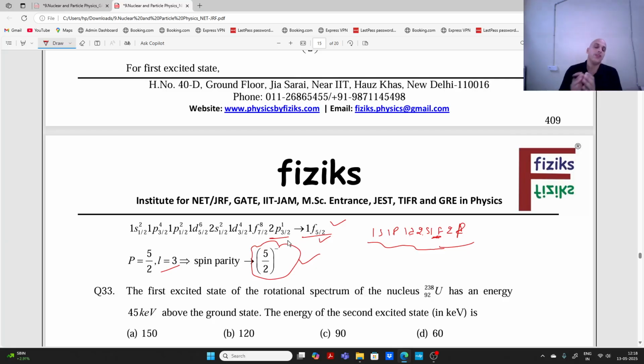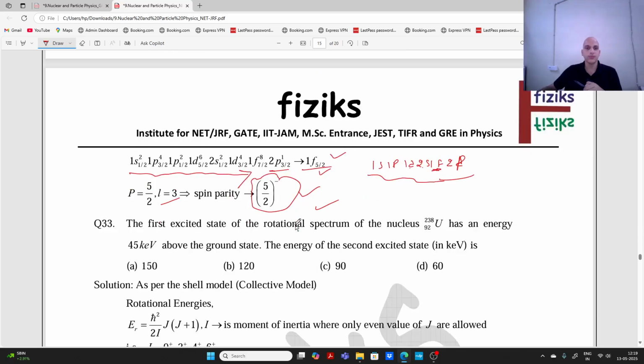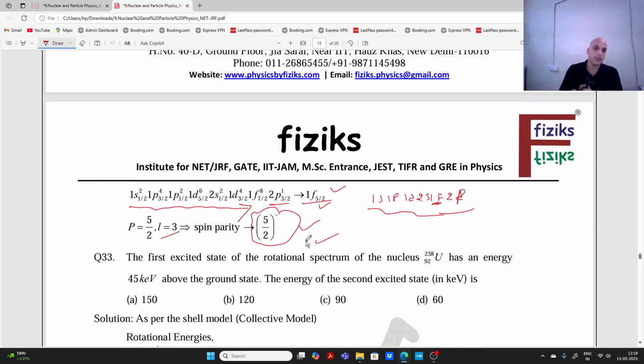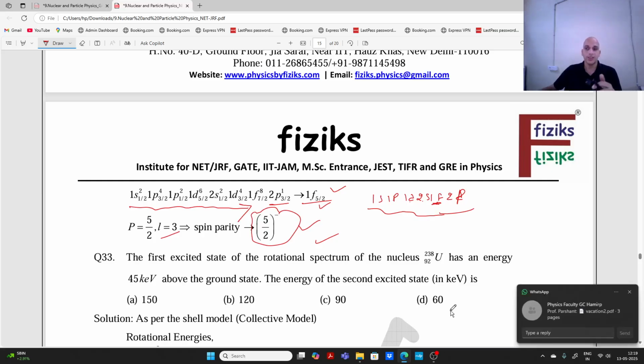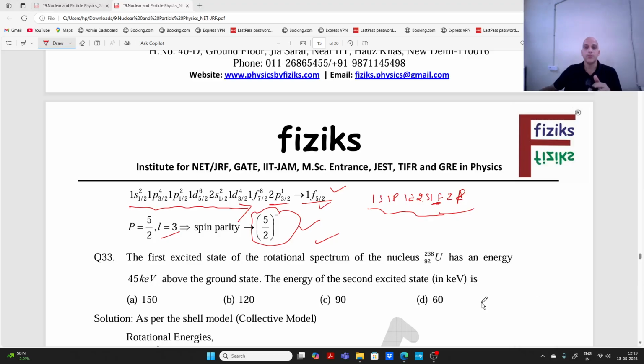So this is the way of calculating the spin and parity of the first excited state. We have to look at the immediate next cell in which the nucleon is present, and for that we have to remember this sequence. This was the last question of this discussion. So in this entire discussion, I talked about the different questions that were asked in different exams, based on the shell model and semi-empirical mass formula, right? So thank you very much.